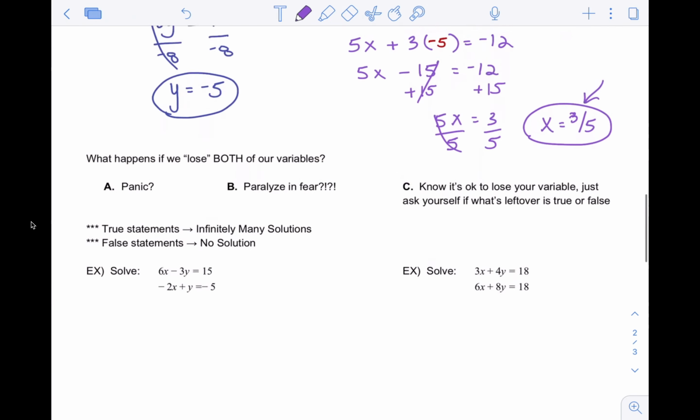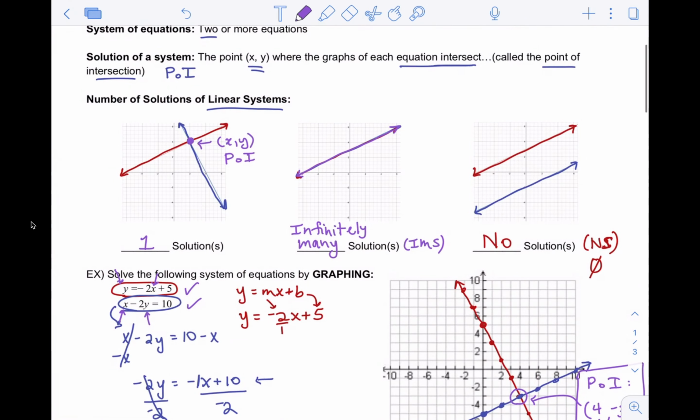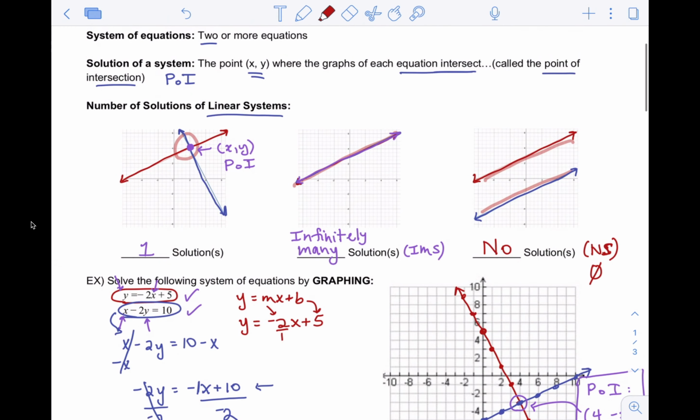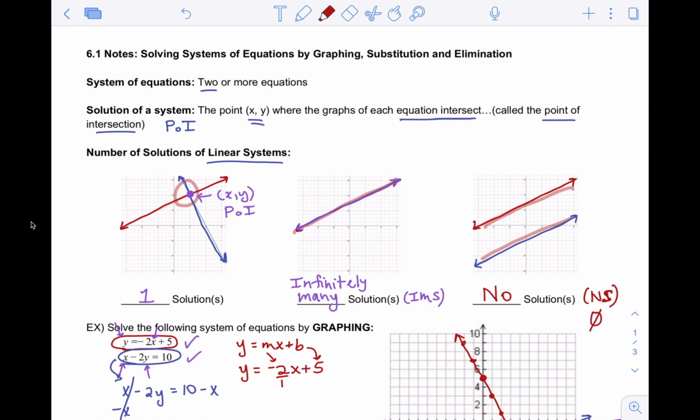I want to remind you of the big picture here. At the beginning of this lesson, we talked about how there are 3 types of solutions. One solution, infinitely many solutions, or no solution. There's 3 types of solutions you're going to get, but there's 3 ways of finding them. We just did graphing, substitution, and elimination, and all 3 of those methods found this one, found when we had one solution, found when we had an actual point of intersection.